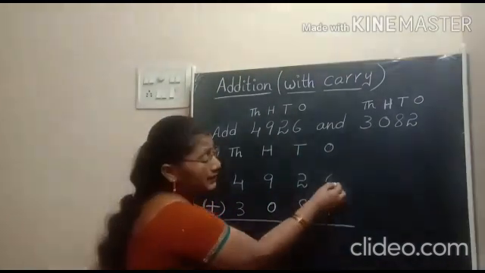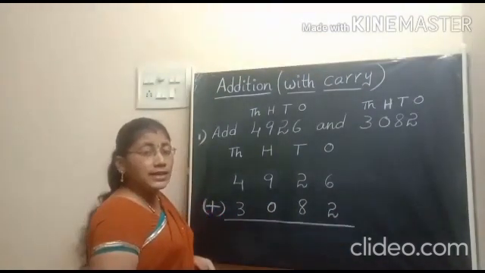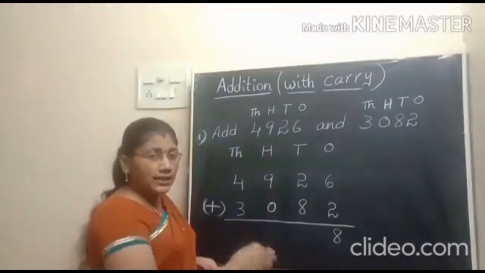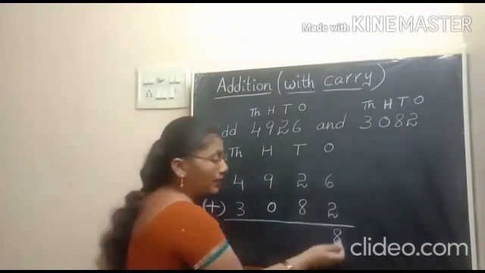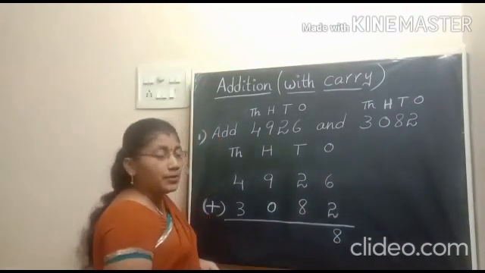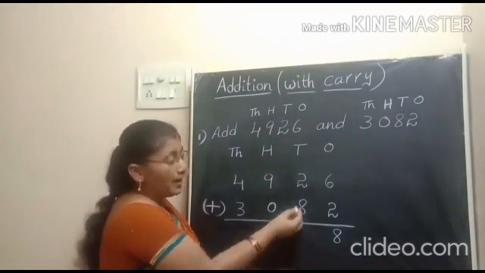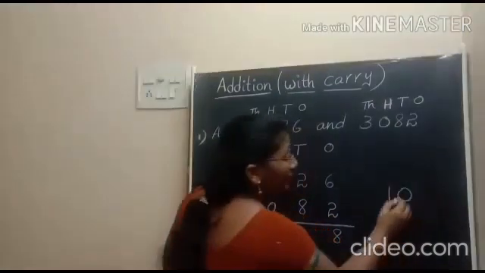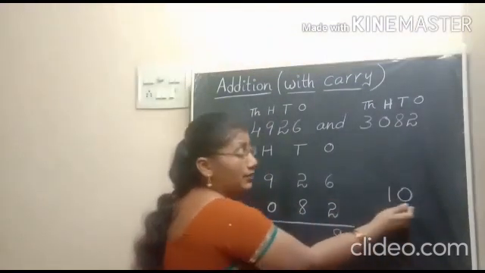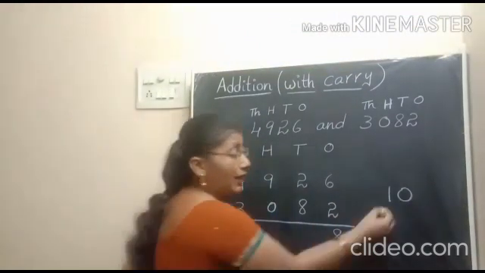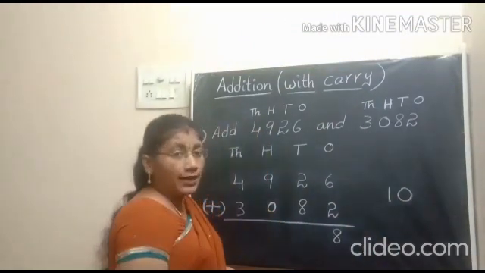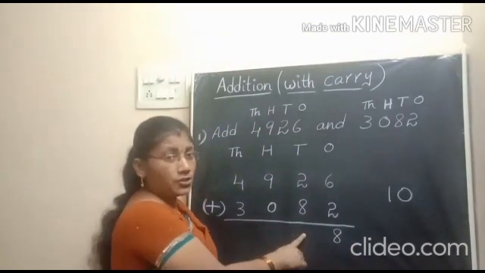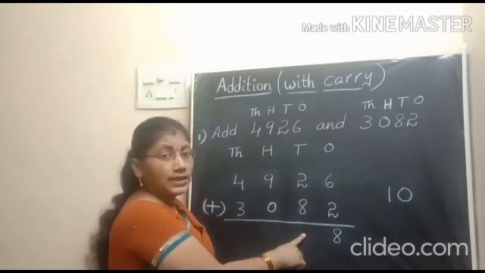Now, by adding 6 and 2, we get 8. It is a single digit number. That's why simply write 8 here. But in the tens column, by adding 2 and 8, we get 10. Here we have 2 digits. But we should write only a single digit here. Understood, children?